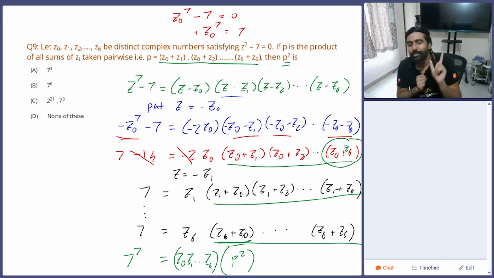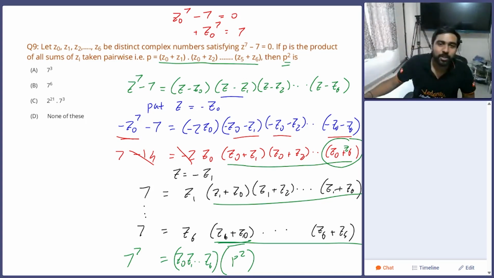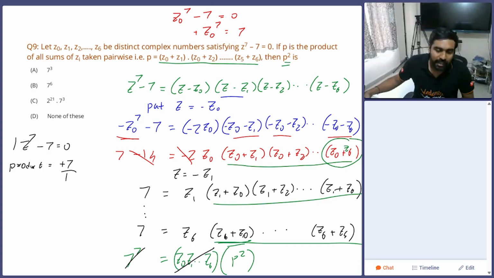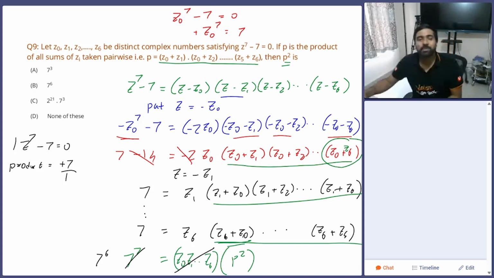Okay, now, just one thing we need. What is Z0, Z1, Z6? I can use the product of roots concept. So they are all solutions of the expression Z power 7 minus 7 equal to 0. Can I say that the product of these roots will be equal to what? Minus of minus 7. That is plus 7 divided by A, which is 1. So the product is 7. I can cancel one of the 7s out. And I can say that P square will be equal to Z power 6. Option B will be the answer.